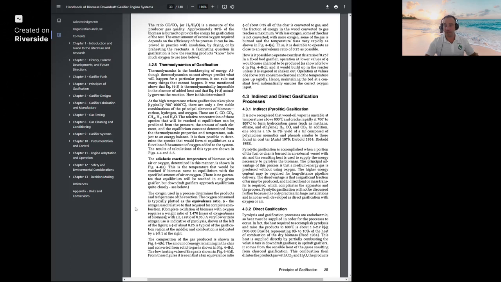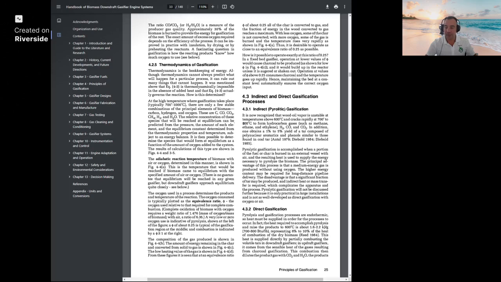So here we get to direct gasification. Pyrolysis and gasification processes are endothermic, so heat must be supplied in order for the process to occur. In fact, the heat required to accomplish pyrolysis and raise the products to 600 degrees centigrade is about 1.6 to 2.2 kilojoules, representing 6% to 10% of the heat of combustion of the dry biomass. This heat is supplied directly by partially combusting the volatile tars in the downdraft gasifier. In updraft gasifiers, it comes from the sensible heat of the gases resulting from charcoal gasification.